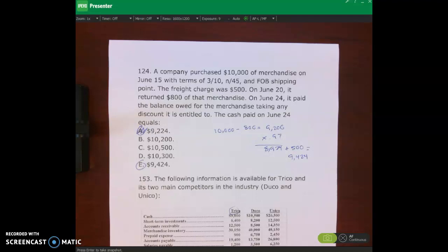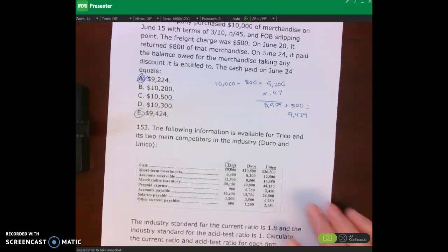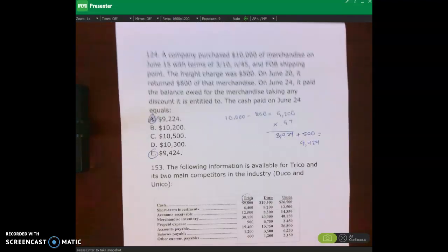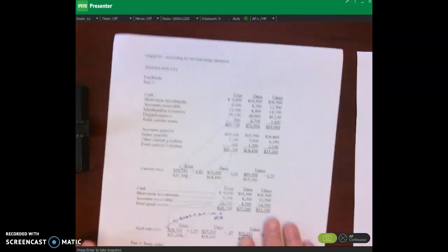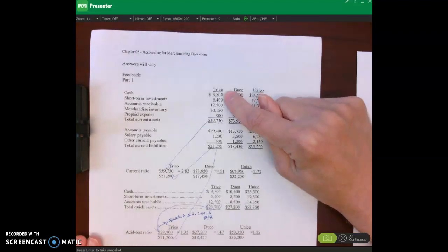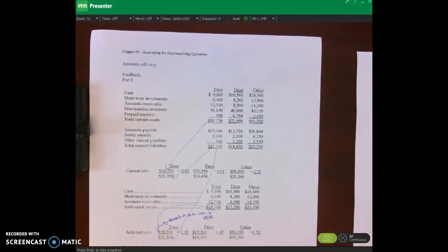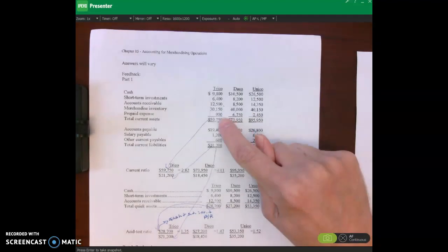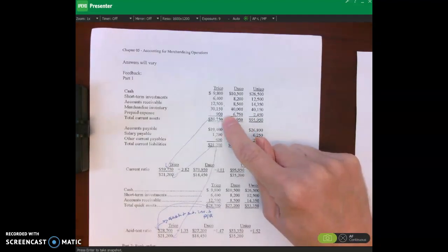Okay, so as I asked you to do, calculate the acid test ratio and then the current ratio just for Trico. So let's take a look at that one. So with Trico, we come over here and we have our cash, short-term investments, accounts receivable, merchandise inventory, and so forth. Then we have our total current assets of $59,750 right over here.